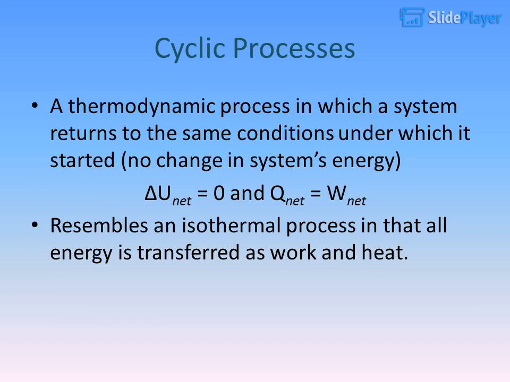Cyclic processes. A thermodynamic process in which a system returns to the same conditions under which it started, with no change in the system's energy. Delta U net equals 0 and Q net equals W net. Resembles an isothermal process in that all energy is transferred as work and heat. Example: operation of a refrigerator.